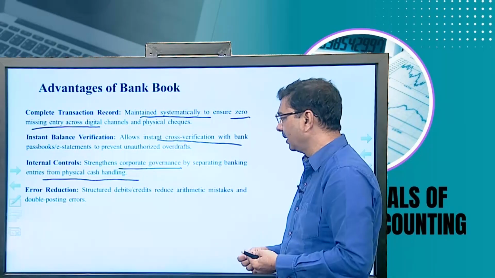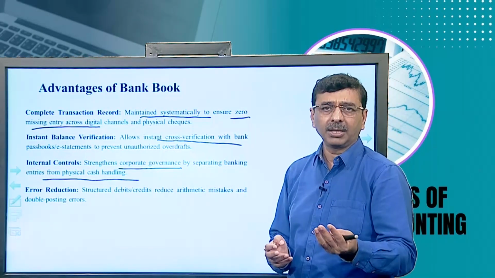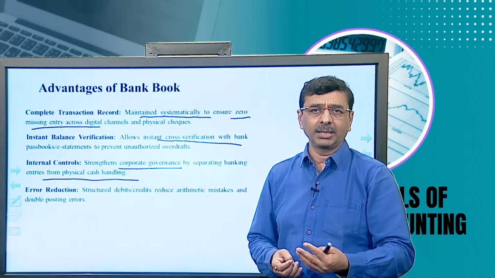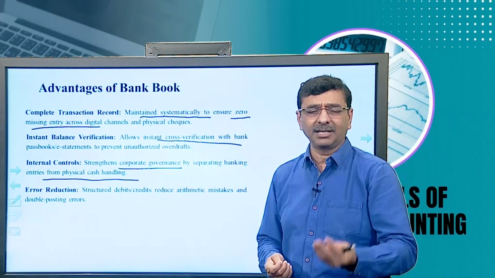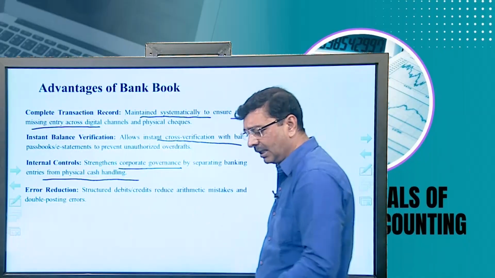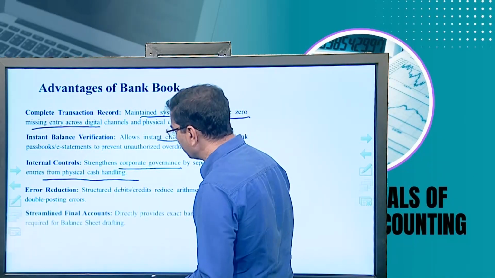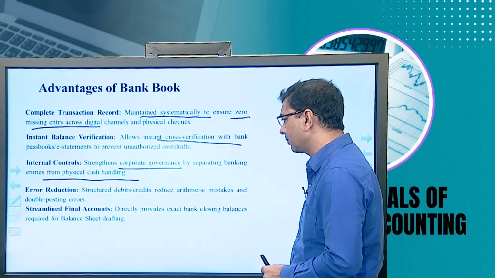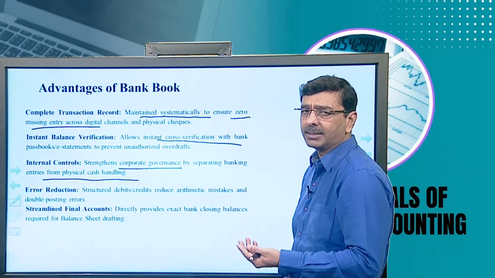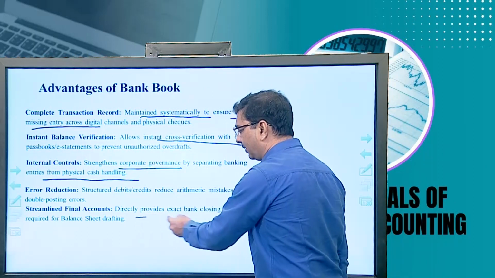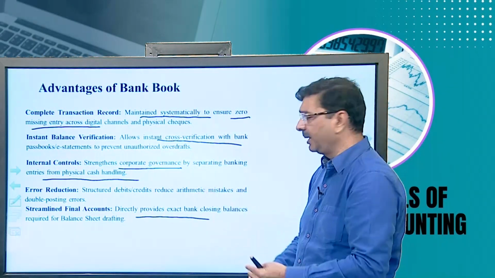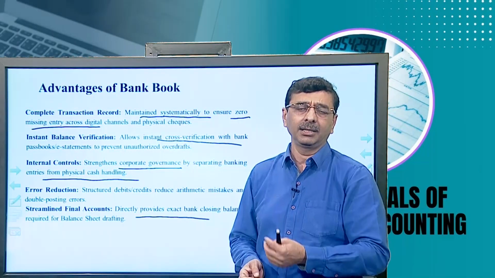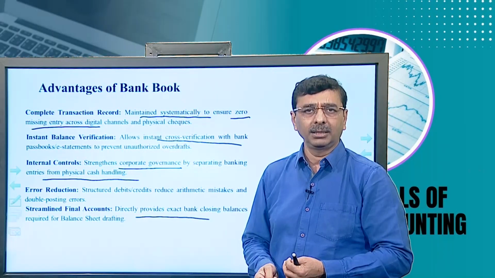So that is the way, not only the rectification of the side recording, or maybe the amount recording, or maybe missing entries, any kind of mistakes can be easily identified. So error reduction is also possible very fast. Streamline the financial accounts. Where does it streamline the financial accounts? At the end of a specific period, you can easily identify your closing balance, and directly the closing balance can be recorded in the balance sheet.